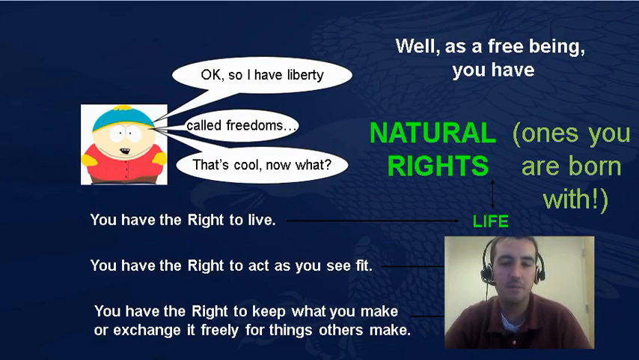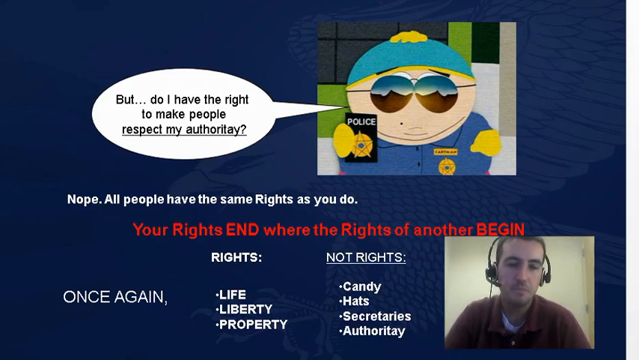You have the right to live life. You have the right to act as you see fit. Liberty, that's what we were talking about. You can act and believe what you want to believe. You have the right to keep what you make or exchange it freely for things others make. That's our right to property. So we have the right to have things, to acquire things or get things, and give them to other people as we see fit. Remember, all this has to stay within basic law.